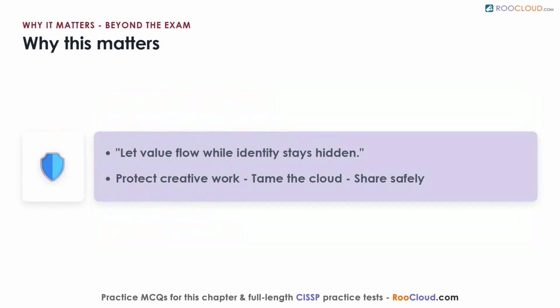Because encryption and leak prevention only take you so far. Sometimes you need to protect a creative work, tame an unruly cloud, or share data without exposing the people inside it. Picture a hospital that wants researchers to study its records without ever learning a single patient's name. The methods in this session are how you thread that needle. They let value flow while identity stays hidden.